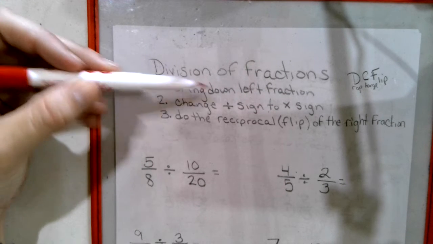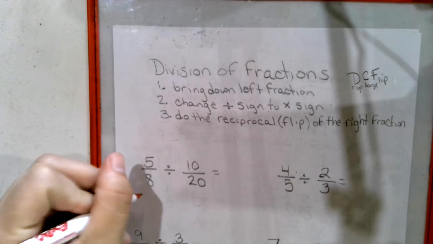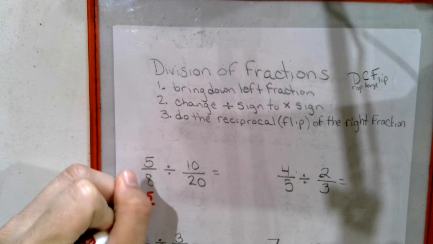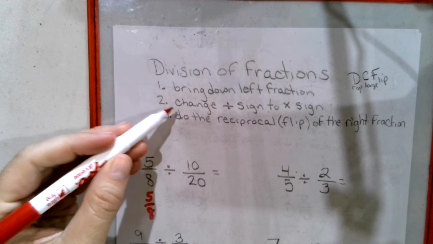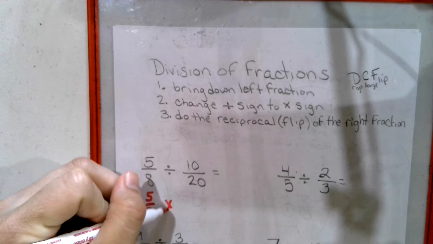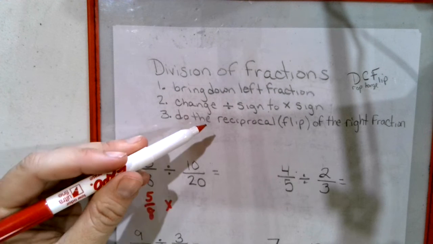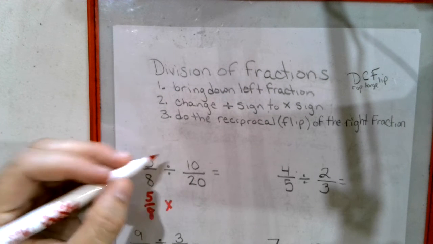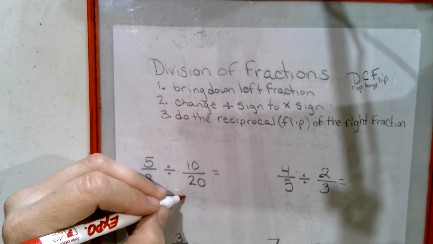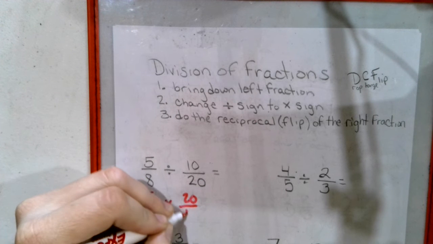First thing, you're going to bring down the left fraction. So you're literally going to bring it down. Step 2 is you're going to change the division sign to a times sign, just like that. And then number 3, do the reciprocal of the right fraction. So this is the left, this is the right, and the reciprocal means to flip it over.